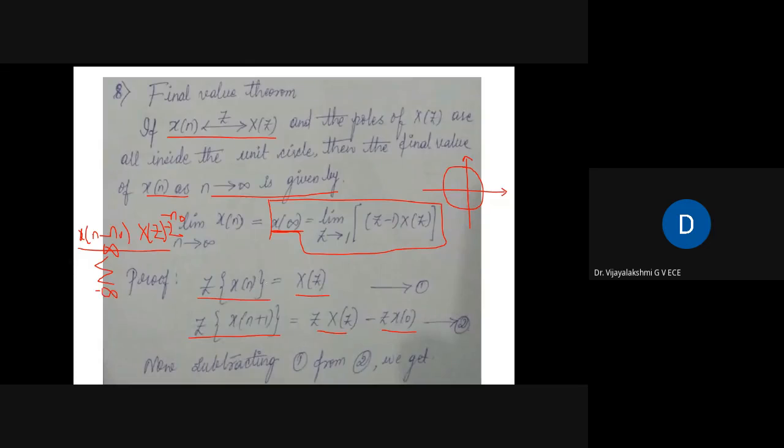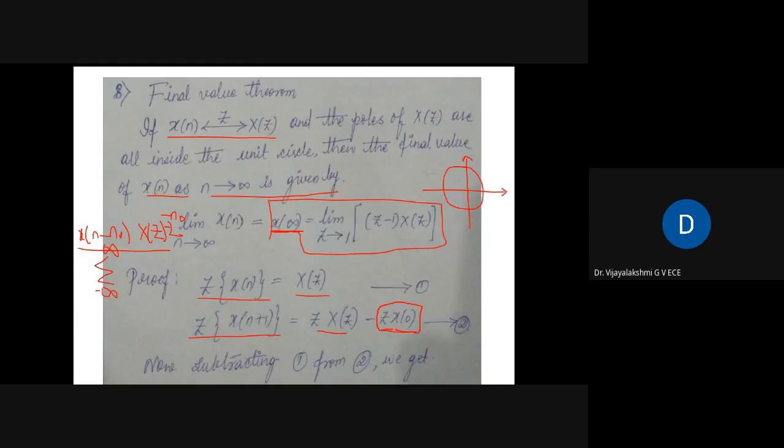So for a signal which is defined only for positive values of n, I don't have a double-sided sequence, I have only a one-sided sequence. For that sequence, if you apply the time shift property, you get this extra term. That's all. So this is the difference.